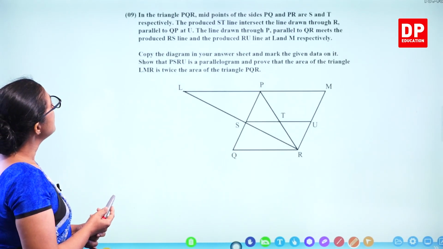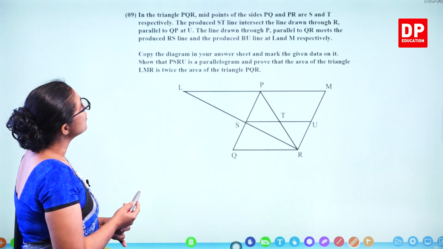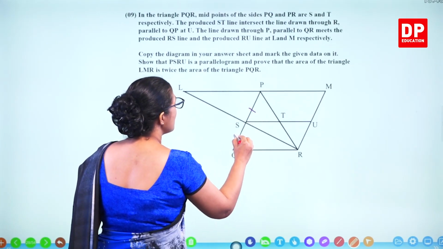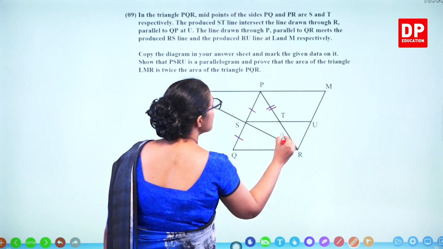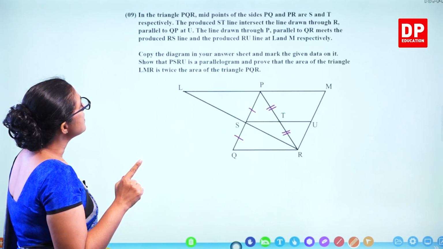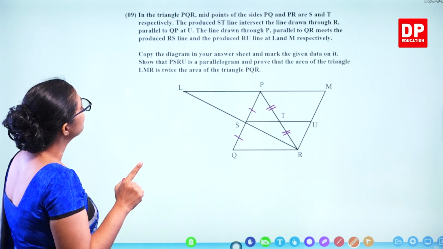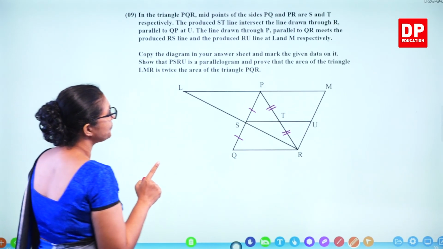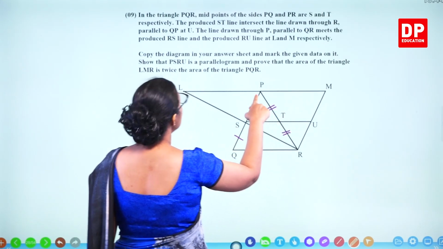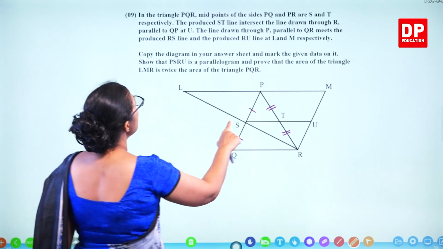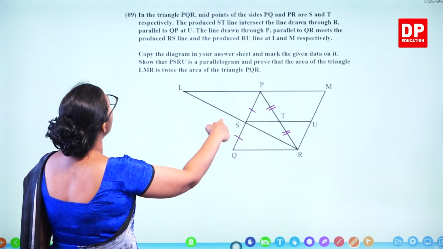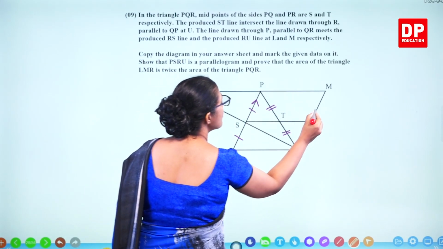So we'll take the first part. In the triangle PQR, midpoints of the sides PQ and PR are S and T. So this length is equal to this length and this length is equal to this length, midpoints. The produced ST line intersects the line drawn through R parallel to QP at U. So this line parallel to this one is given.